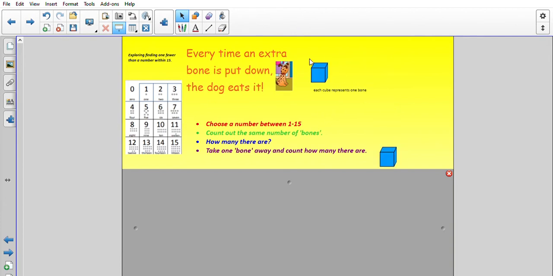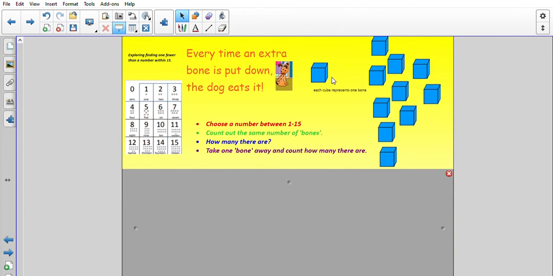Right, so we go 1, 2, 3. Now do you remember, I don't have to put them all in a line, because as long as it's 11, I can make it look any way I like. So 1, 2, 3, 4, 5, 6, 7, 8, 9, 10, 11. Good, I've got 11 cubes that are representing my 11 bones.